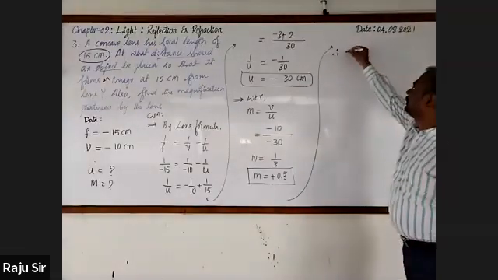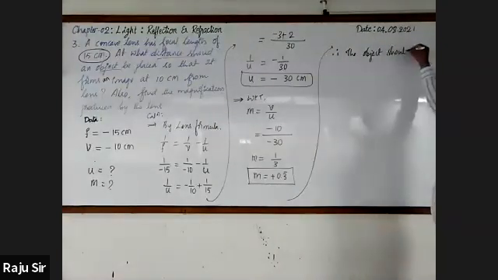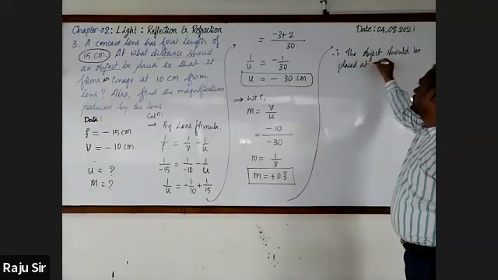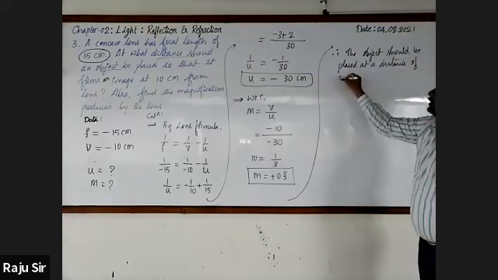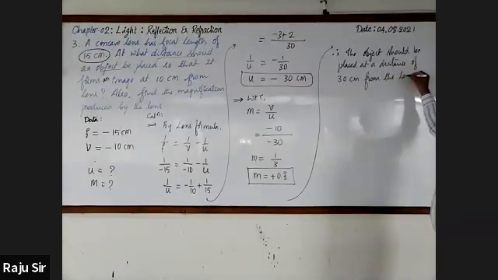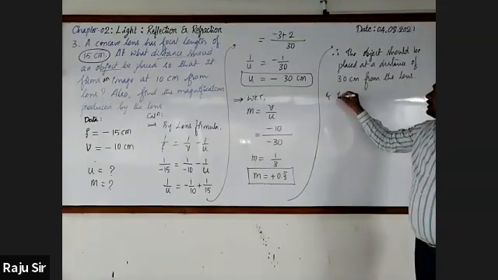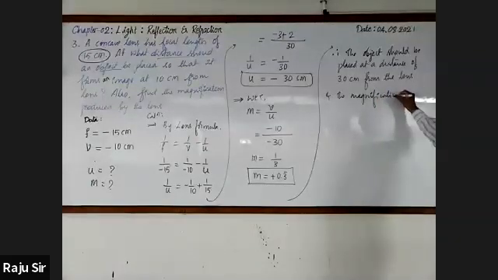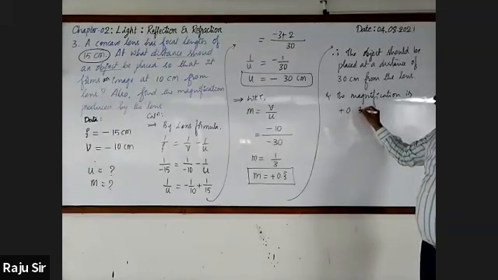Therefore, the object should be placed at a distance of 30 centimeter from the lens. Next, second conclusion. And the magnification is positive 0.3.